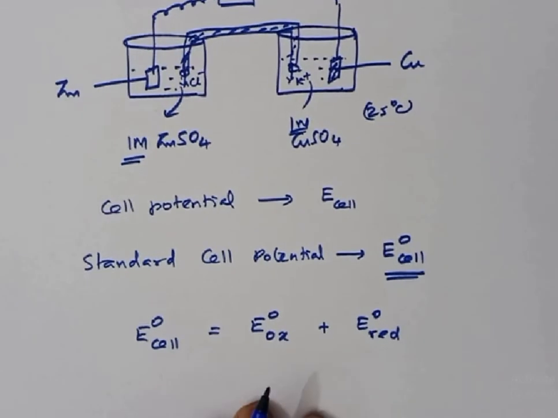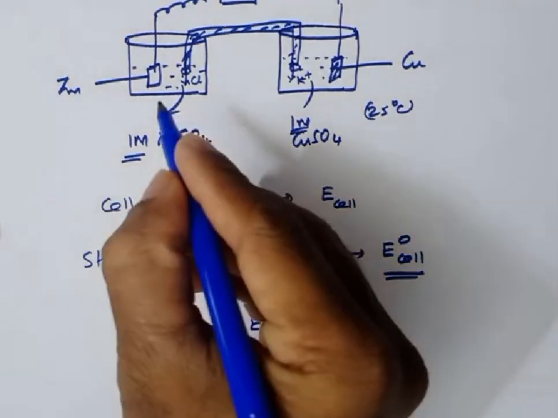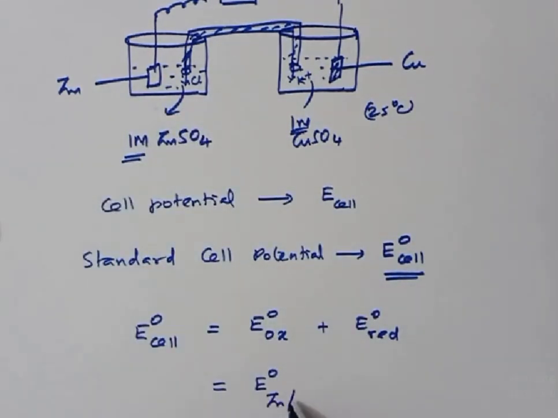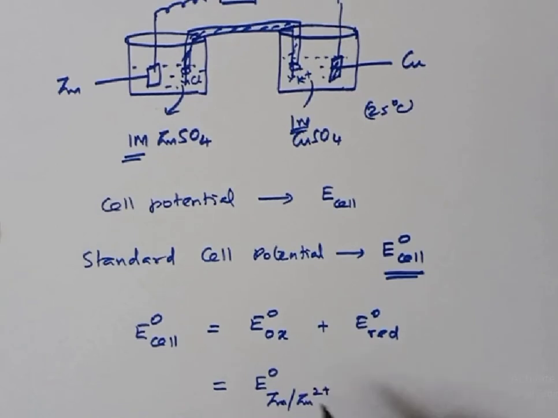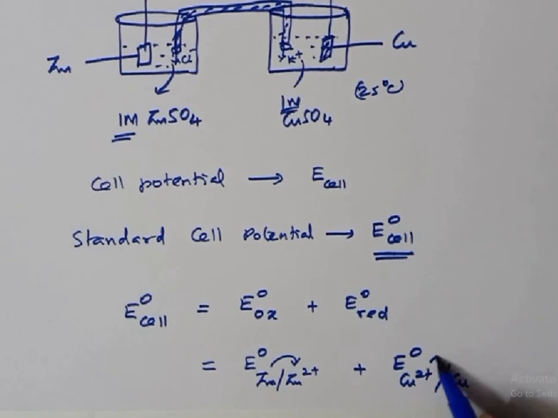Okay, but what IUPAC said is that, let me write this first. E0 oxidation, right? Oxidation occurs in the zinc electrode. So zinc undergoes oxidation and becomes zinc 2 plus ion. See, zinc is becoming zinc 2 plus. It is oxidation. So this potential is standard oxidation potential, plus reduction takes place at the copper electrode, where cupric ions present in the solution get reduced to copper. Cupric ion becoming copper, this is called reduction reaction.